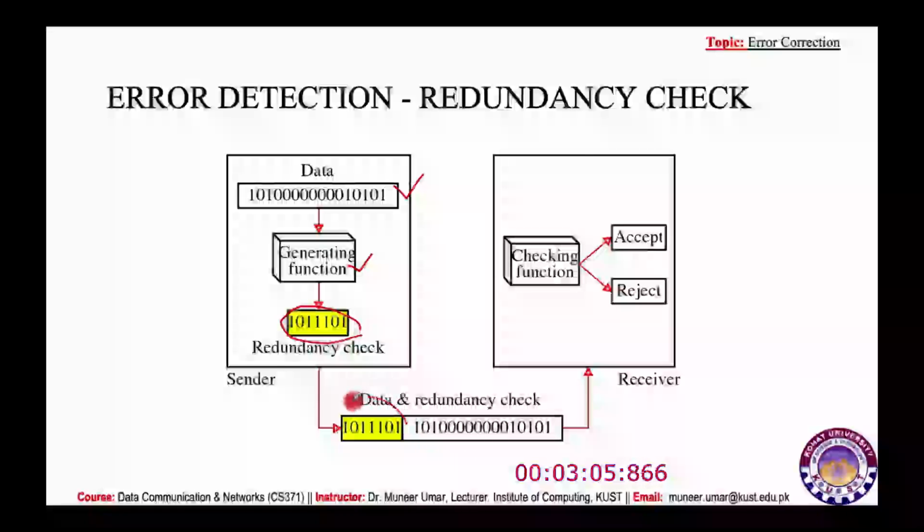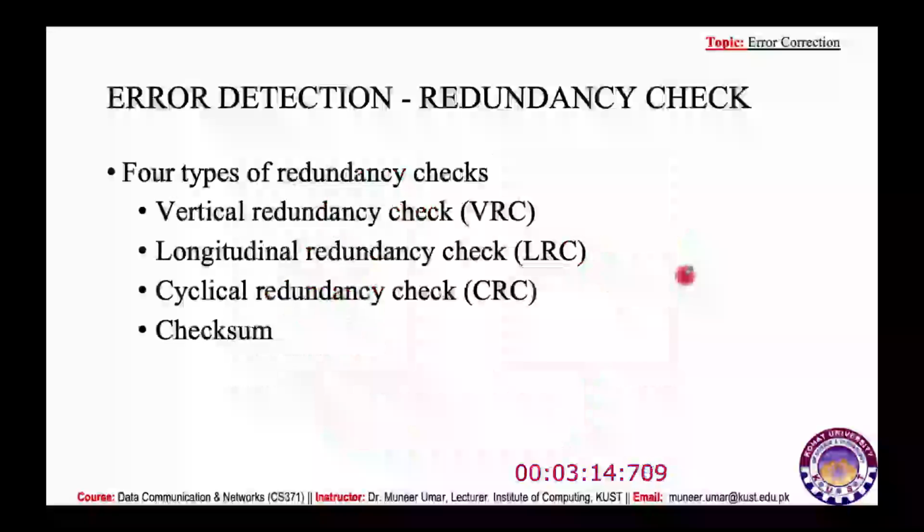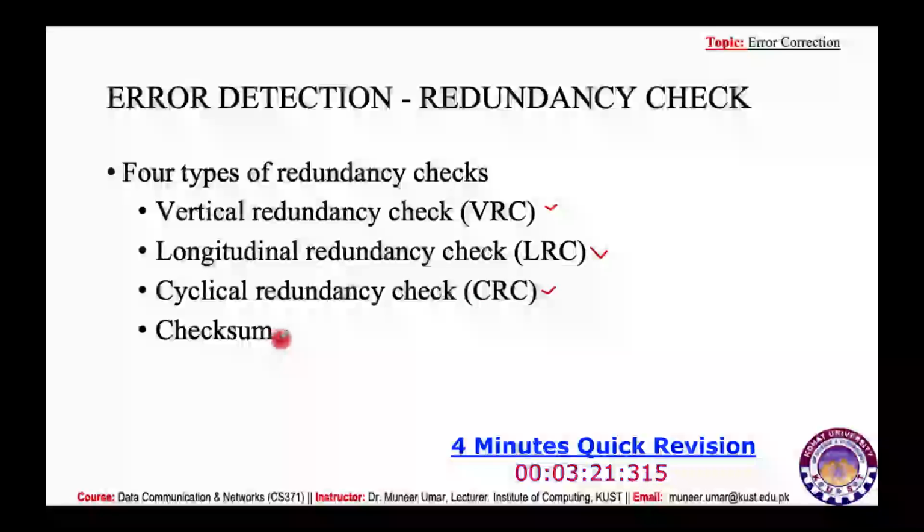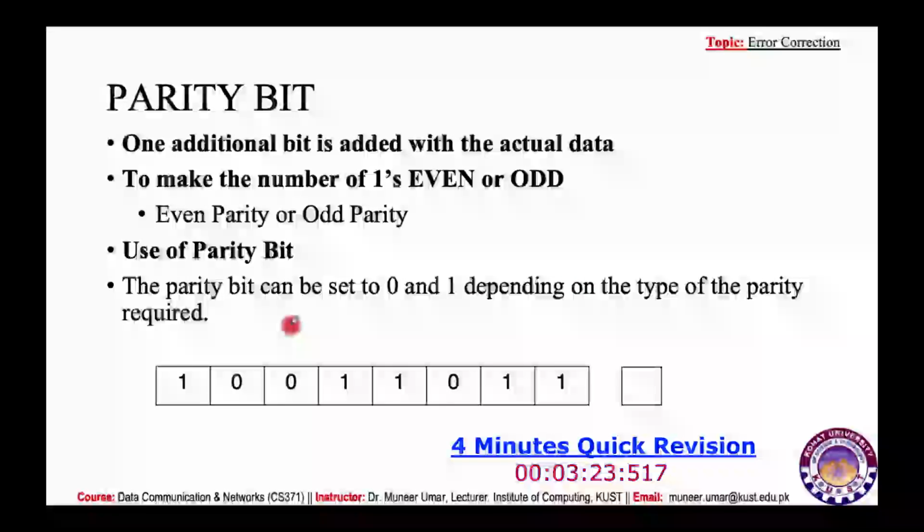So with the help of these bits, the receiver checks the status of the received bits and decides whether to accept or to reject. There are four types of redundancy checks. The first one is VRC, the second one is LRC, then CRC, and checksum. For VRC, we use a parity bit.